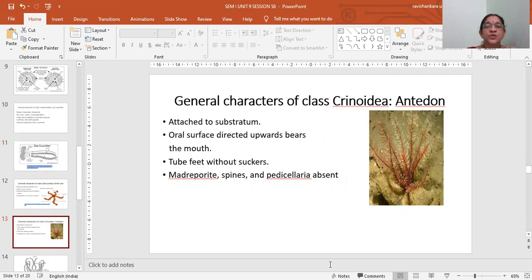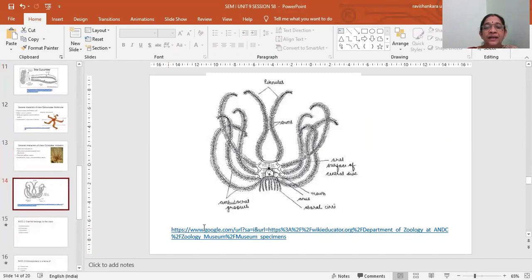They are attached to some substratum. They have the oral surface directed upwards, bearing the mouth, and tube feet without suckers. Madreporite, spines and pedicellariae are absent. Sea lilies have 10 radiating arms which are divided from the basal 5 arms. Each of the arms contains lateral pinnules, and the oral surface of the central disc has the mouth, anus, and basal cirri which are used for attachment.